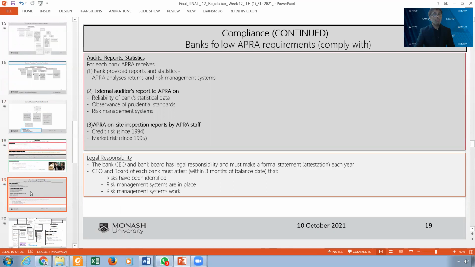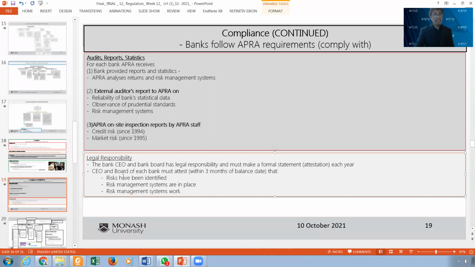Now, also in compliance, you have to send audits. You have to audit it. You have to send reports and statistics. This is part of the information that you have to send to EBRA. EBRA also wants the external auditor reports sent to them, so they can see things are okay. And EBRA will also send their team to check. As you can see, all of those are part of the information that EBRA receives. So the regulator knows what's going on because they receive all those types of reports.